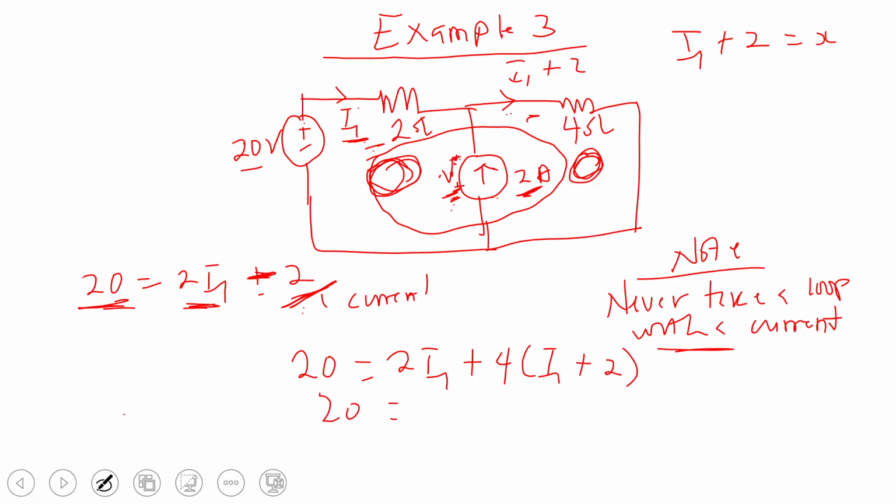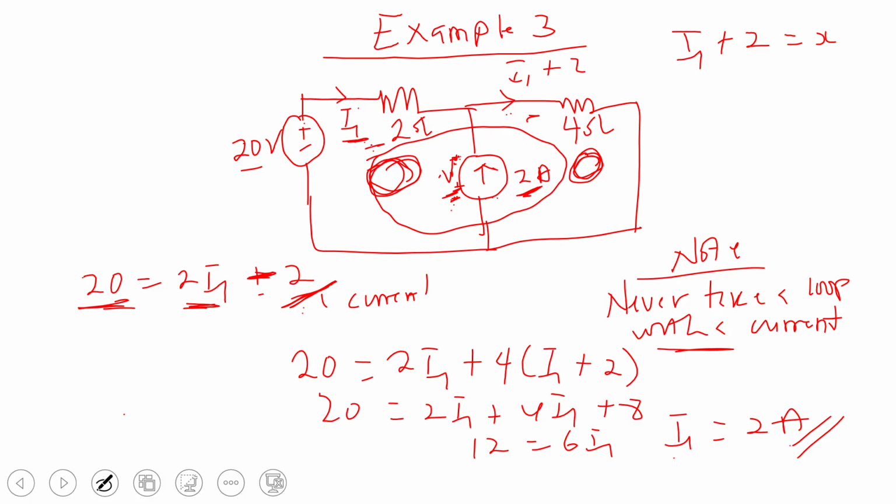And this will be 20 equals 2I1 plus 4I1 plus 8. And I'll get 12 is equal to 6I1. And my I1 is going to be 2 amps. Simple. So the current source, I've even made things easier. Just that you should know that you cannot take a loop with the current source. You can never take a loop with the current source, and I want you to note that. So let's say this question, I want you to find the current in all the circuits.